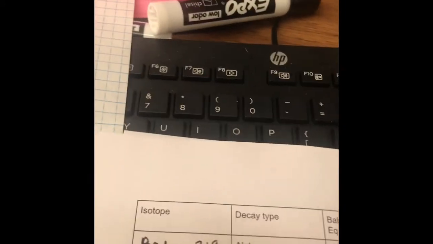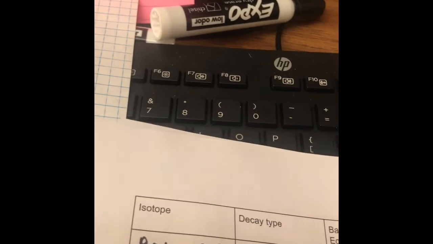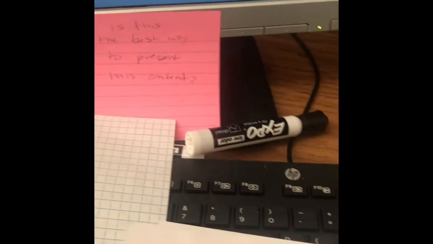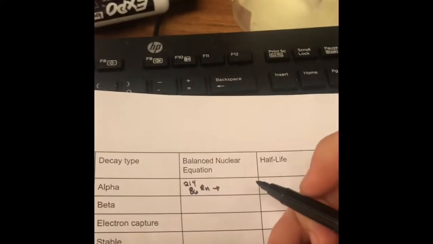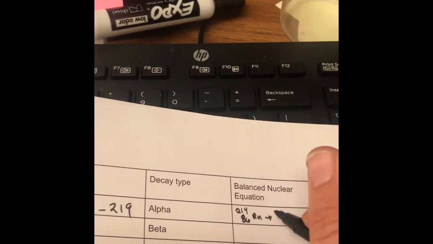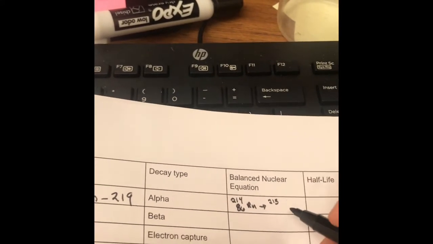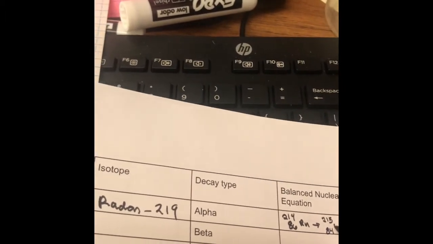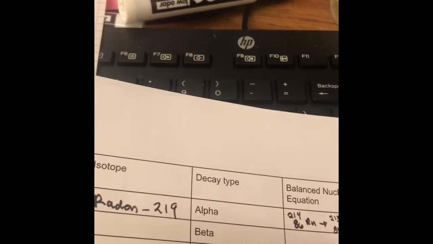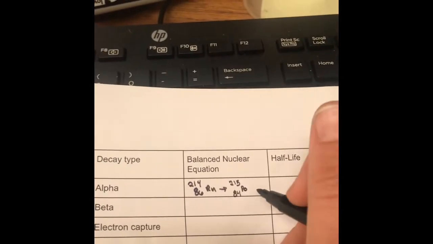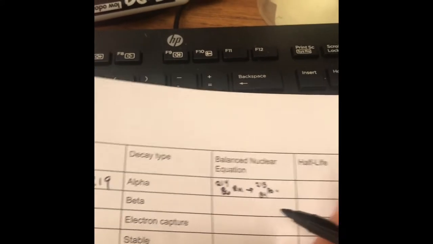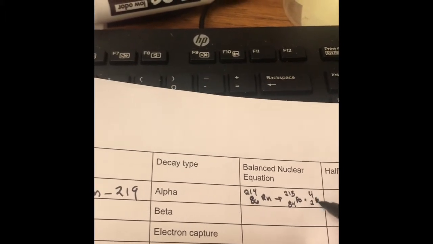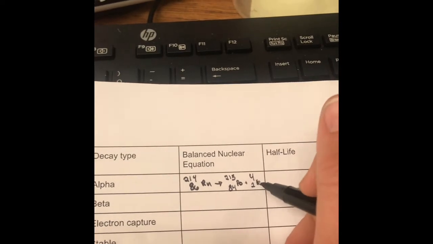So I'm going to start with the isotope, 219 over 86 radon. Okay, and then that decays, so I'm going to show a little arrow showing that it falls apart. It decays to form 215 on the top, 84, which is polonium, Po. So I'm going to write Po plus our second product here is an alpha particle, which is 4 over 2 He. It's basically a helium atom. So I write 4 over 2 He.